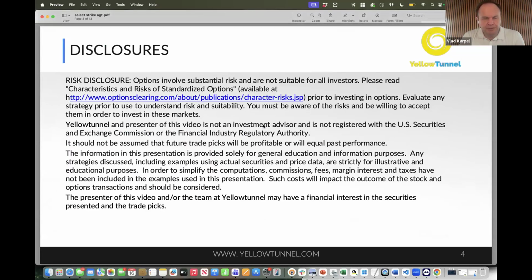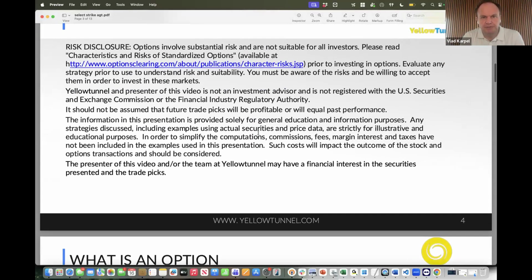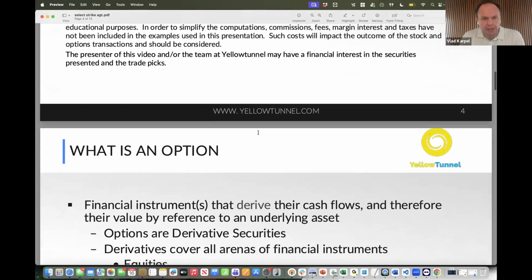Again, we went over the disclosures. I'm not going to spend too much time. I'm going to go to specific trade ideas. If you haven't visited optionsclearing.com to understand risk and suitability of trading options, I encourage you to do that. And you can always pause the screen for the remaining disclosures.